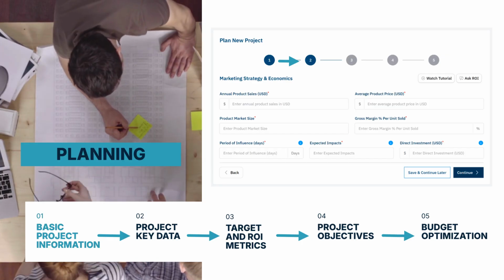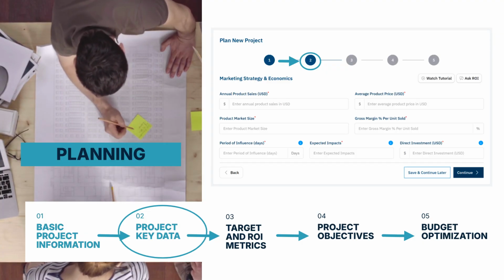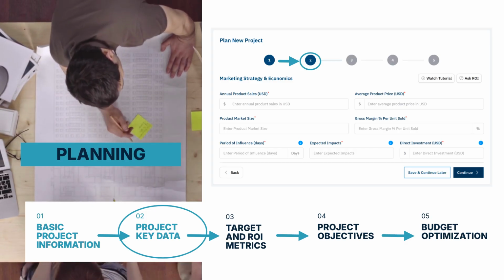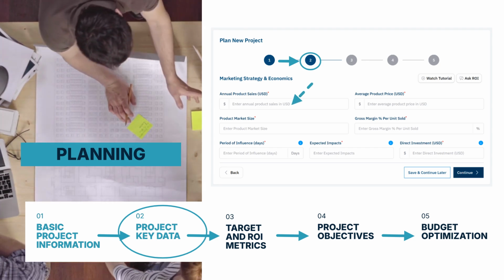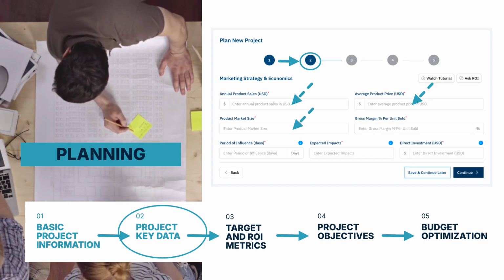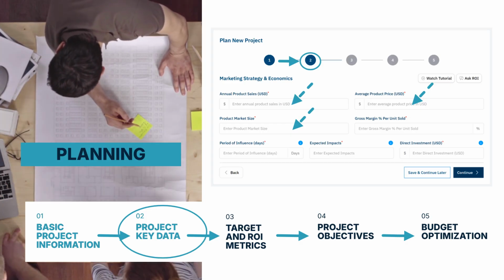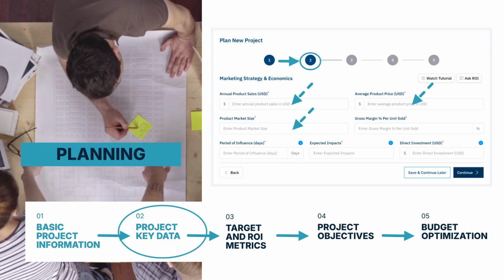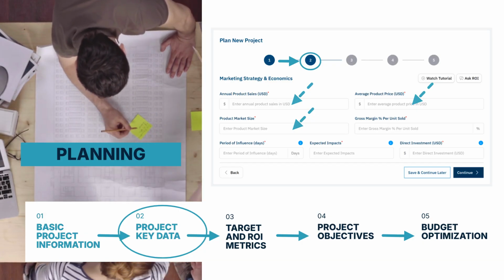Now, let's move to the second step, Project Key Data. This is where your project connects to its economic foundation, including sales, pricing, and total investment. You'll begin by entering annual product sales, followed by the average product price. Next, you'll define the product market size expressed as the total number of potential buyers for your product or service in your market. In other words, your overall target audience. Together, these 3 inputs establish the commercial context in which your project operates.